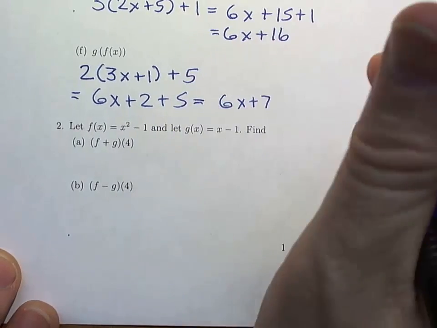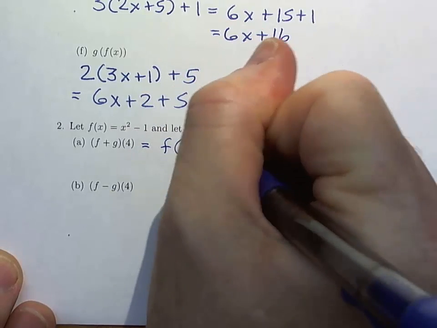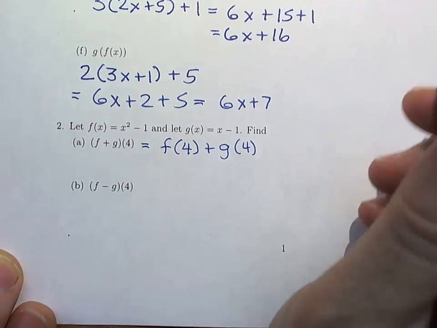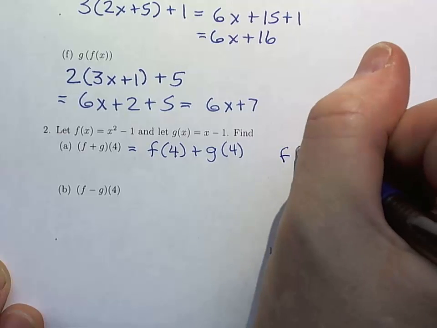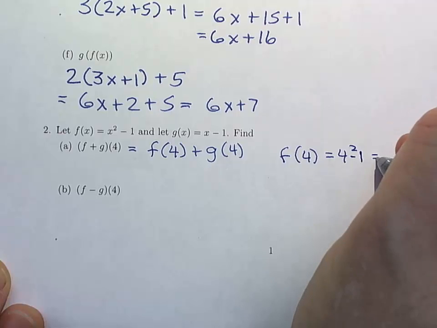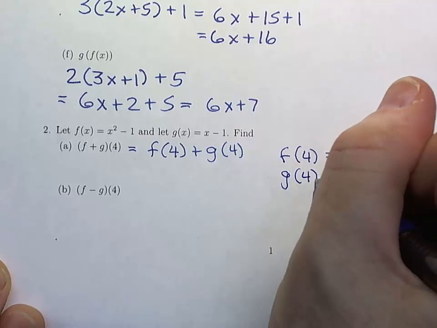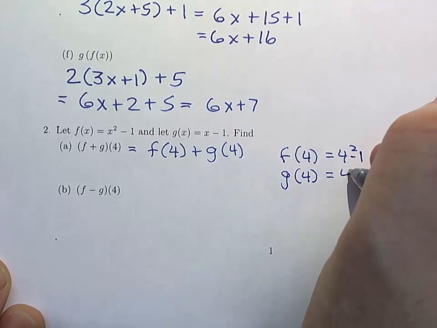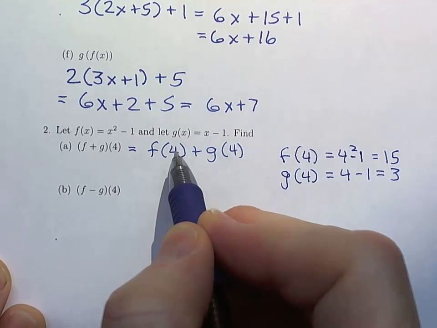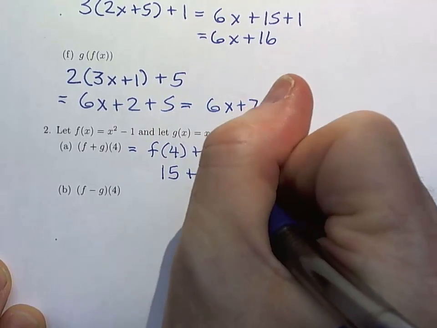Okay, so let's see what we've got here. This just literally means f of 4 plus g of 4. So we just need to figure out what f of 4 is and what g of 4 is. Well, f of 4 is 4 squared plus minus 1. That's going to be 16 minus 1, which is 15. And g of 4 is going to be 4 minus 1. So if we talk about f of 4 plus g of 4, we are just saying 15 plus 3.